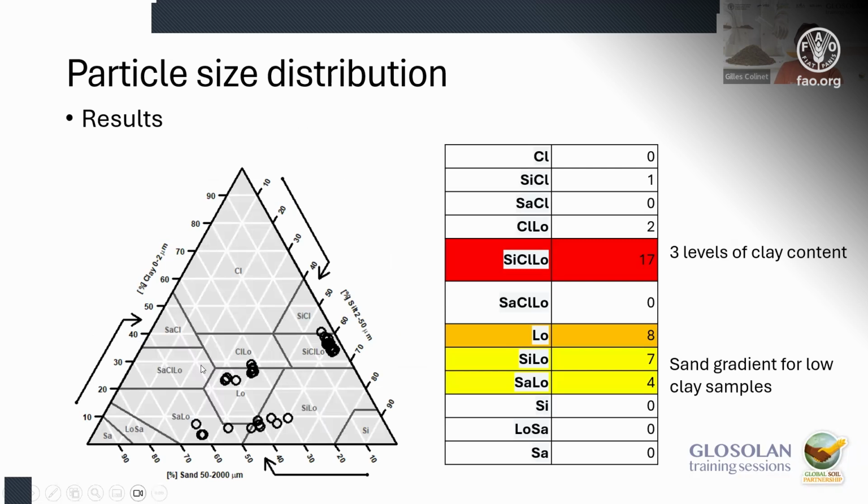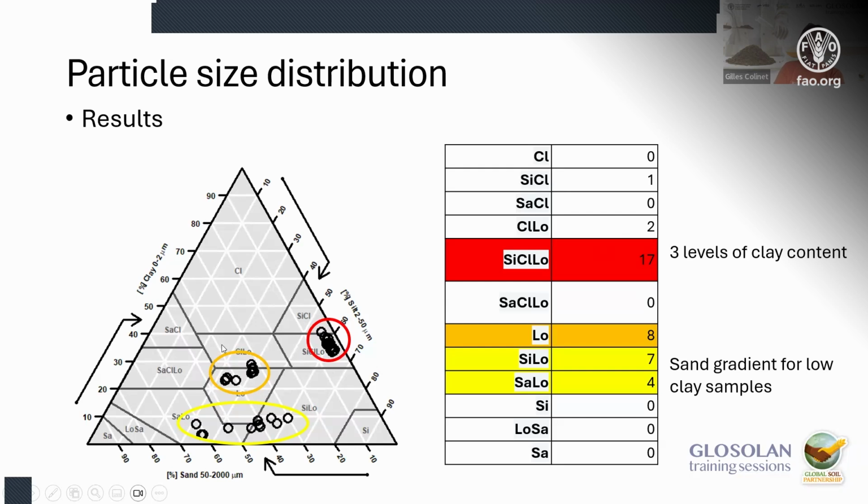So this is on the USDA triangle, the plot of the various soils that we analyzed, and we saw globally 3 groups according to the level of clay content. We have here a group with 17 of the soil samples that are clearly higher in clay content. We are over 30% of clay.